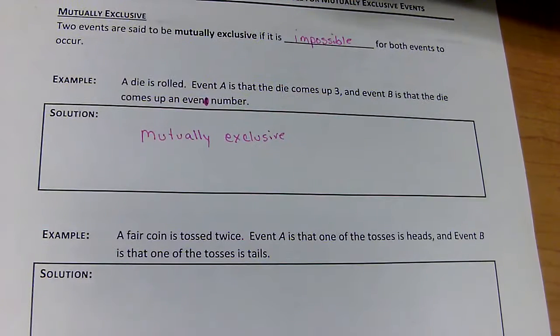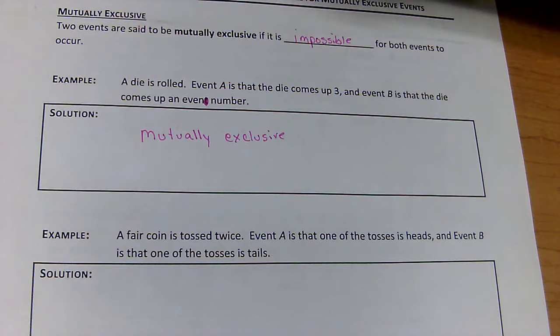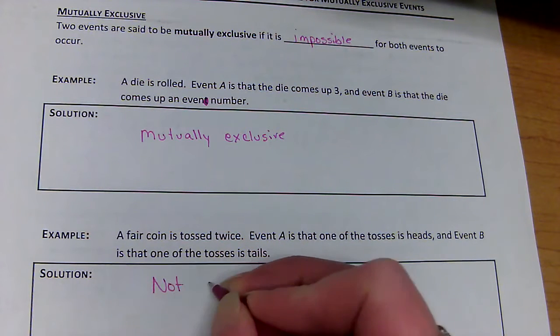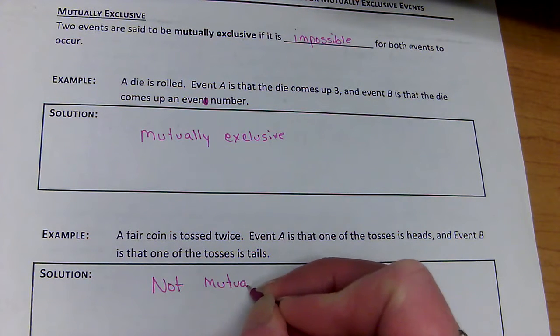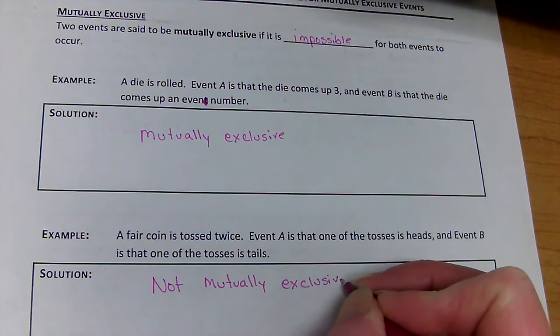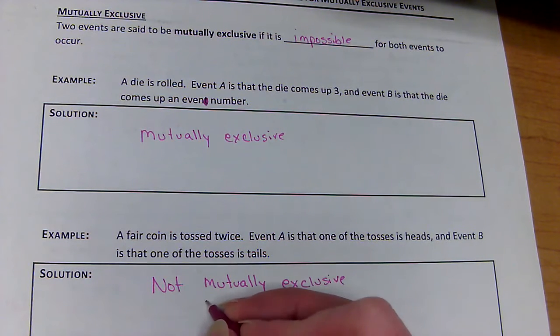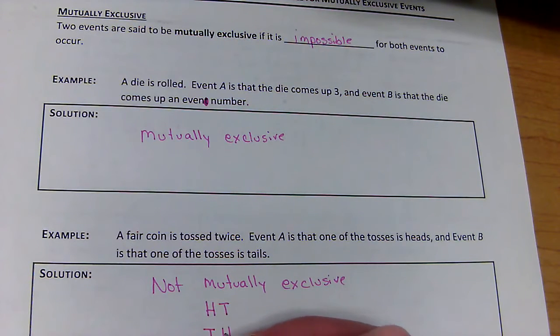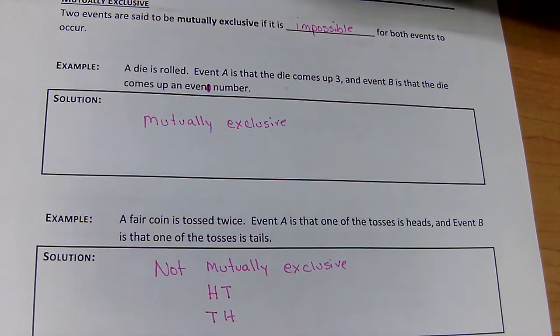Now let's say a fair coin is tossed twice. Event A is that one of the tosses is heads, and event B is that one of the tosses is tails. Is that a possibility? Yes, these are not mutually exclusive. Because I could have a head on the first one and a tail on the second one, or a tail on the first one and a head on the second one. There's 2 different ways that can happen.